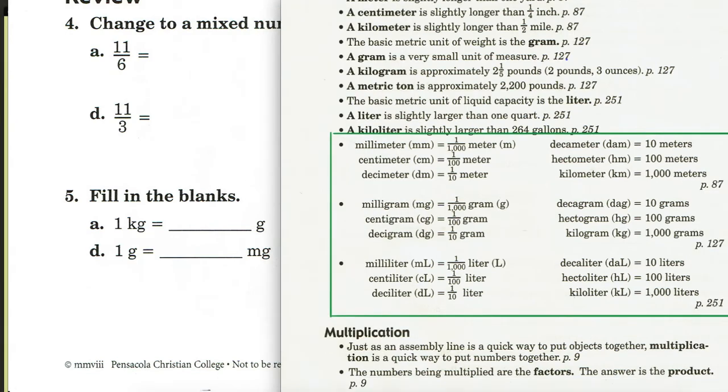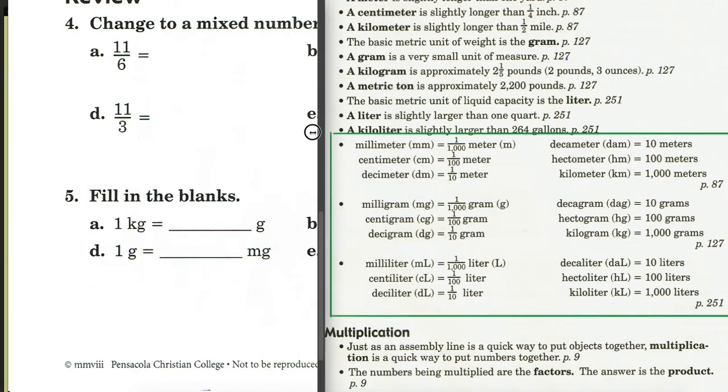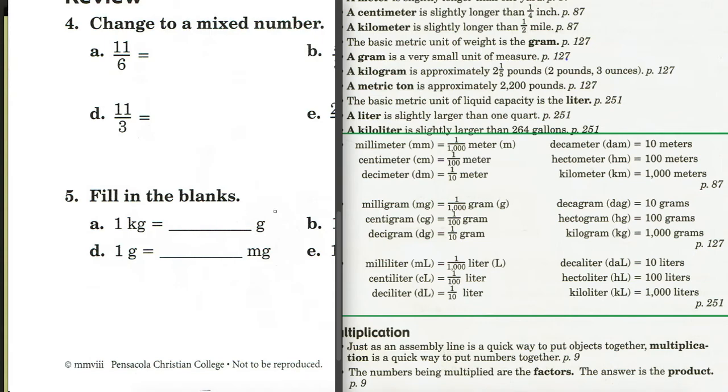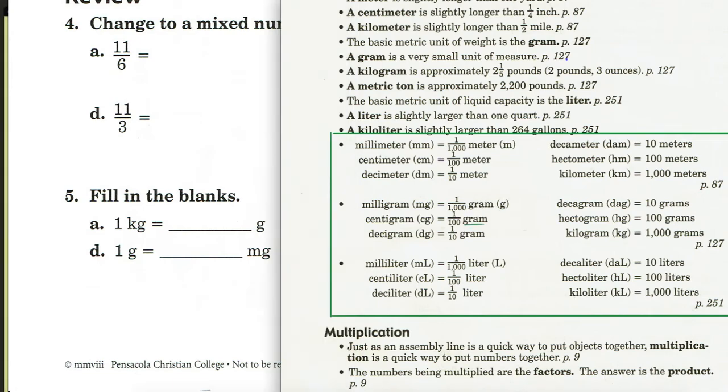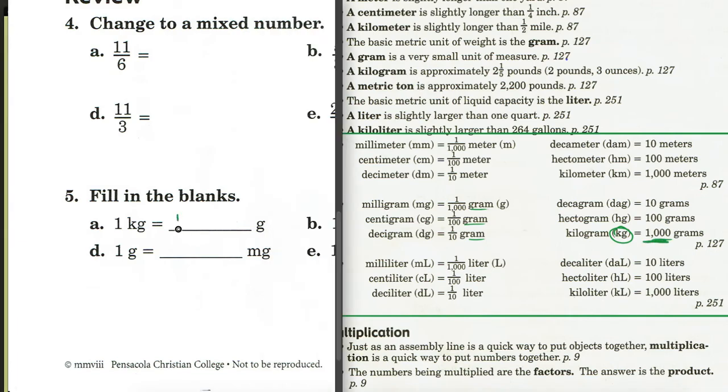So 1 kilogram equals how many grams? Over here, we can look at our table, look for the grams. Grams measure weight. It's asking us 1 kilogram equals how many grams? So look for kilograms, kg, equals how many grams? I'll let you figure that out. All right, so 1 kilogram equals 1,000 grams. That's very straightforward.